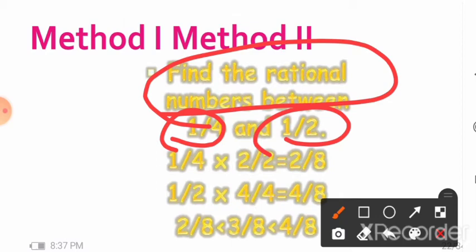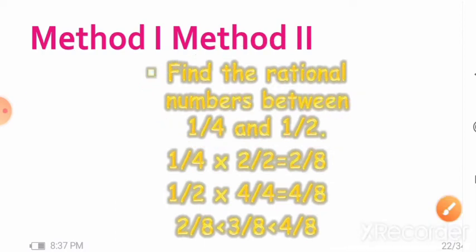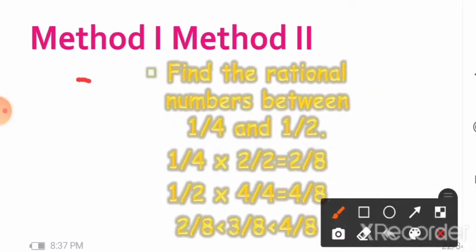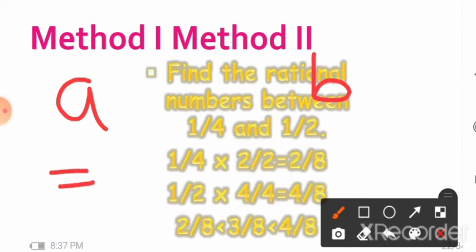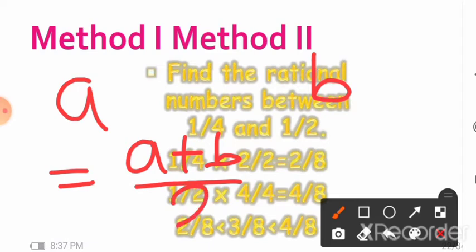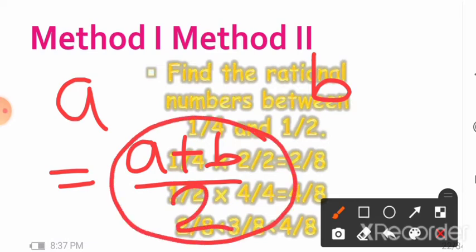Calculate only one rational number between these numbers. So it's a simple method. There is a formula related to this. If a and b are two rational numbers, the first number is a and the second one is b, then to calculate only one rational number between the two numbers, you can directly write (a plus b) by 2.